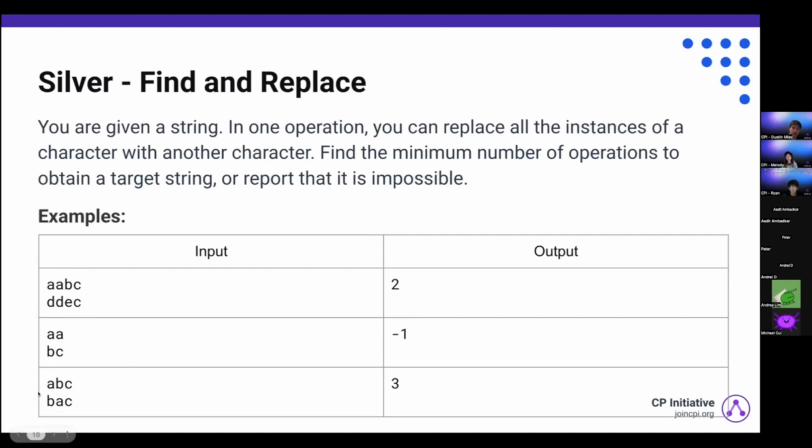And then in this third one, you notice that, again, the C stays the same, but now we have to get A to B and then B to A. So what we can do is change A to another letter, let's say D, and then we change the B's to the A's, and then we change the D's back to the B's. So that takes 3 operations instead of the 2 that you might expect.